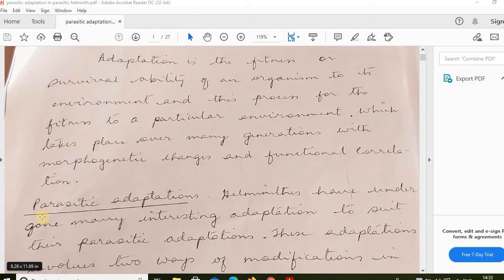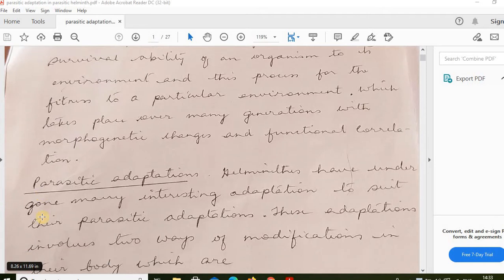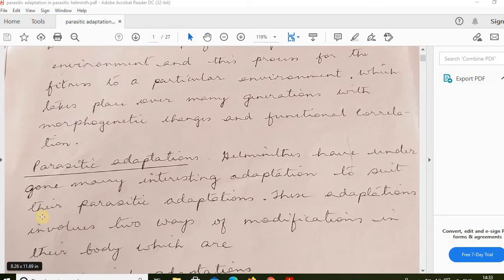Adaptation is the fitness or the survival of an organism to the environment, or the fitness of the organism to the host, in which it takes place over a generation with the morphogenetic changes and functional correlation, with the changes in the structure of its body and also sexually, and also with the correlation with the function of the body.